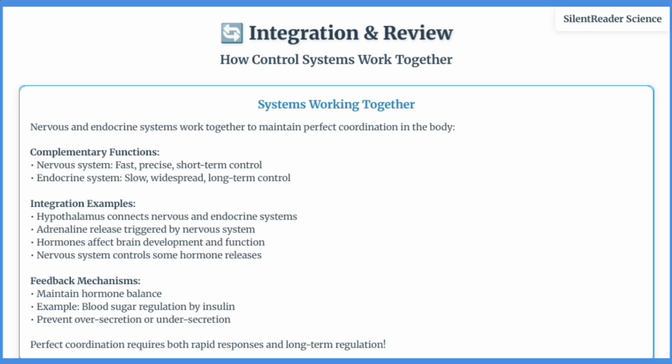Let's review how all control systems work together. The nervous system provides fast, precise control through electrical impulses, ideal for immediate responses and voluntary actions. The endocrine system provides slow, widespread control through hormones, perfect for long-term regulation of growth, metabolism, and reproduction. These systems are integrated. The hypothalamus connects nervous and endocrine systems. The nervous system can trigger hormone release like adrenaline during stress, and hormones can affect brain development and function.